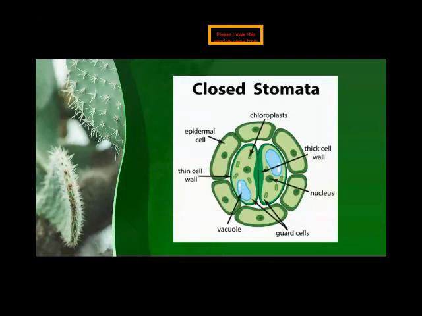Nowadays the winter season is going on, and because of this winter we also have very flaccid skin in our body. The plants are also living organisms. Transpiration is very important to maintain the transport system.